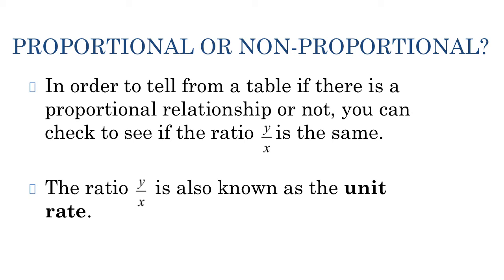Proportional or non-proportional. In order to tell from a table if there is a proportional relationship or not, you can check to see if the ratio of y over x is the same. This ratio of y over x is also known as the unit rate. So we have to find this unit rate, and if it exists across every single set of numbers, then we know that the table is proportional.